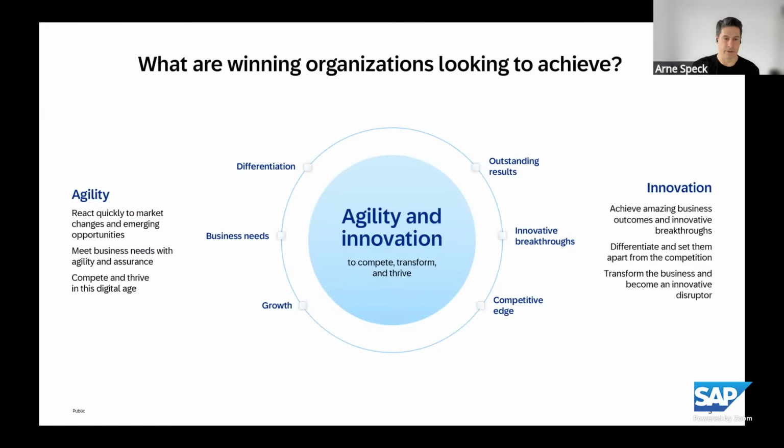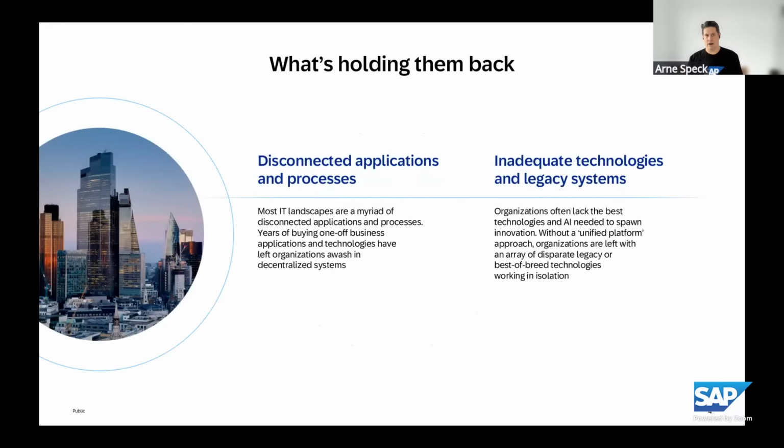So what you are seeing when you are trying to be, on the one hand, agile, but on the other hand also very innovative, is natural borders or difficulties, challenges that we are facing or that companies are facing.